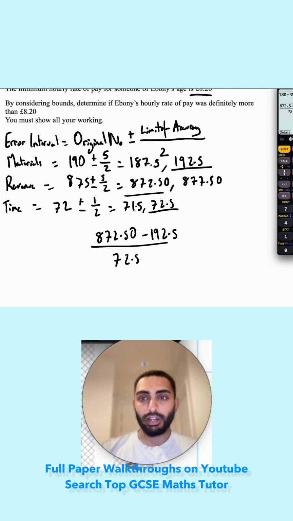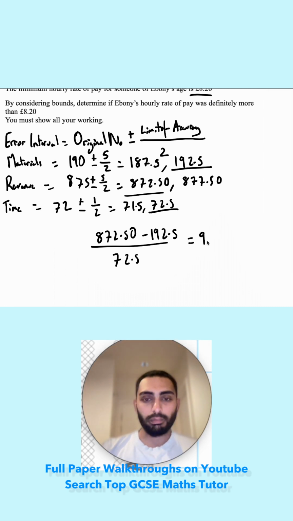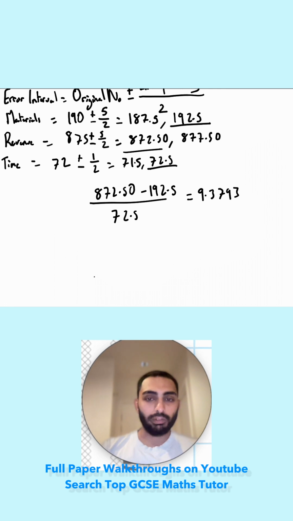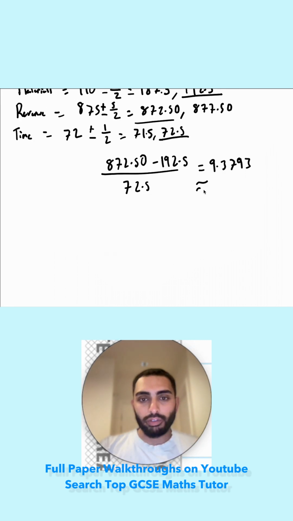That gives me an answer of 9.3793. So this is telling me that even if the amount of work that she's doing is minimized, the value that she's earning is as low as possible, she's still earning more than £8.20. I'm going to choose to truncate this to £9.37 because it's pound and pence.